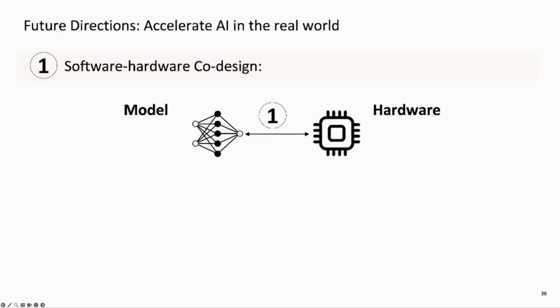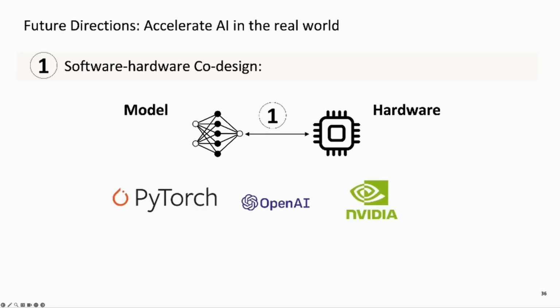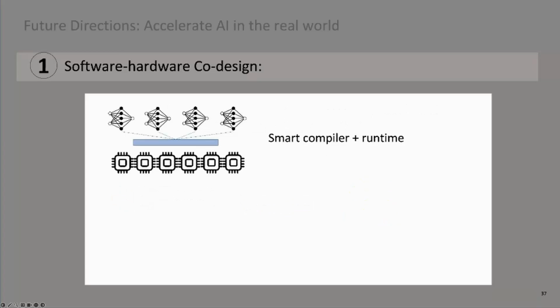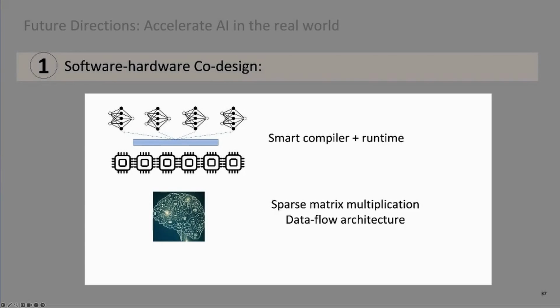The goal is we want to get to the point where the entire stack is much more flexible and much more optimized. So we're working with folks from PyTorch, OpenAI, and NVIDIA to have this kind of full stack of both smart compiler and runtime. For future work, it's going to involve a bunch of new ideas like sparse matrix multiplication and data flow architecture.